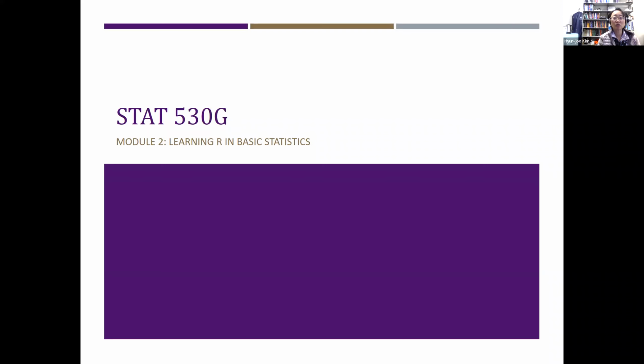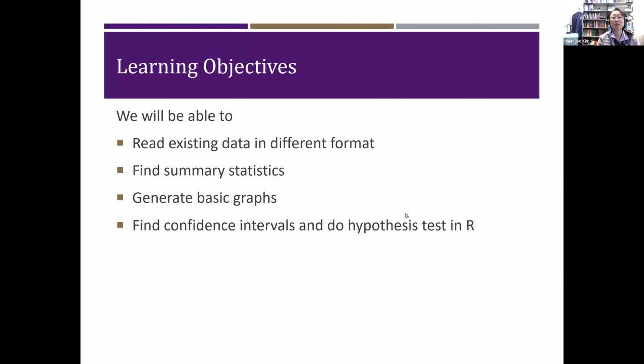We'll start Module 2 with learning how to read existing data in a different format. We read and play with the built-in data of R in Module 1 assignment. Often, we want to read the already existing data in various formats, either stored on your computer or on the web. With the data, we'll find some summary statistics, including means and standard deviations, and more. We'll make some graphs using ggplot package and find and interpret confidence interval and do hypothesis test in R.